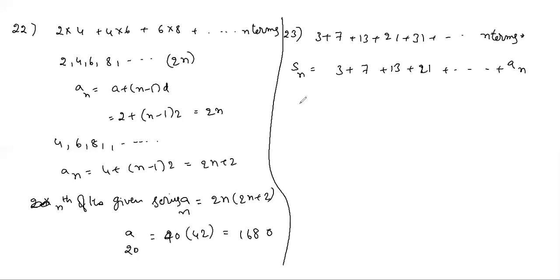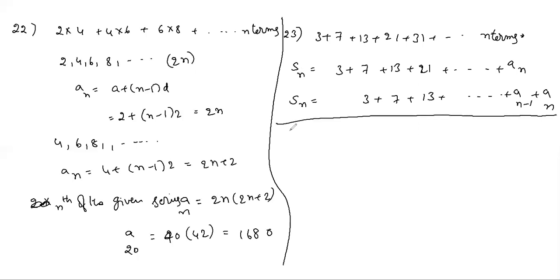Now you write the same Sn from the second term: 3 plus 7 plus 13 plus and so on, plus the last a n minus 1, plus the last an. Now subtract this one. Sn minus Sn is 0. 3, 7 minus 3 is 4, 13 minus 7 is 6, 8 and so on, and the last is minus an. In the middle you will get n minus 1 terms, because we are writing from the second term, up to this we have only n minus 1 terms.